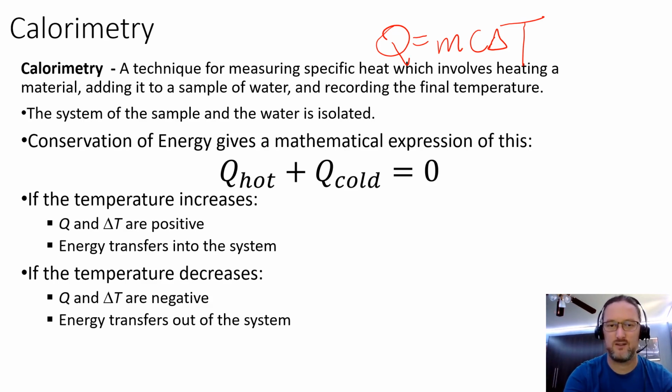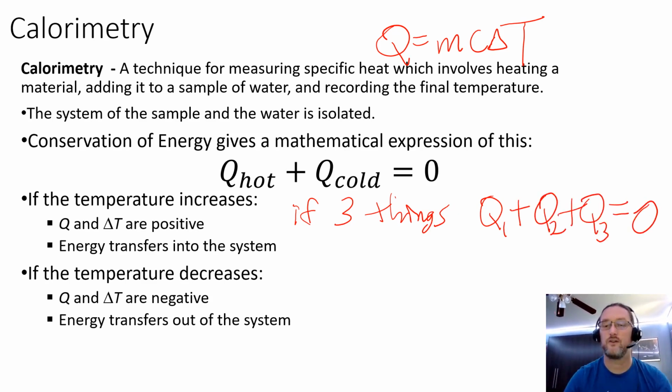Or I could just say if I had three things, Q1 plus Q2 plus Q3 equals 0. Now, of course, if you look close at this, you recognize that the Q hot, Q cold are the three things. One of these things, at least, has to be negative. But that just means that one of the things started out hot, and it had a delta T, a temperature change, that was negative, right? So the hot thing has a negative temperature change. The cold thing or things have a positive temperature change, but the heat is just flowing internally in a system.